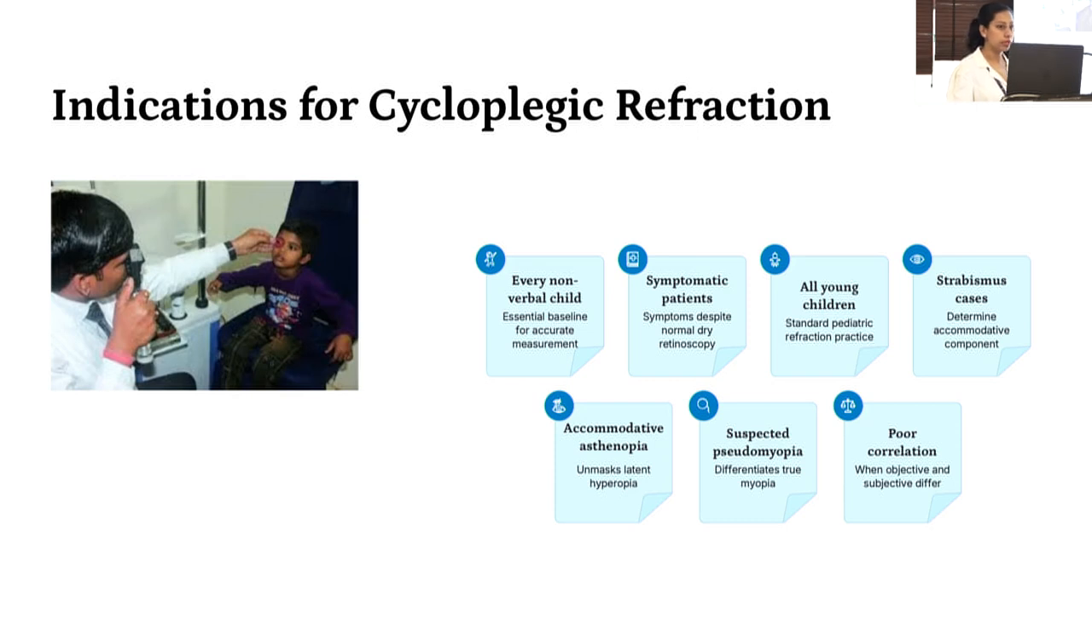So what are the indications of a cycloplegic refraction in a kid? Every non-verbal child, every symptomatic patient, that is, where symptoms of asthenopia are there. All young children, any cases with strabismus, all children who are suspected to have pseudomyopia or poor correlation of subjective refraction and their symptoms, all have to undergo a cycloplegic refraction.